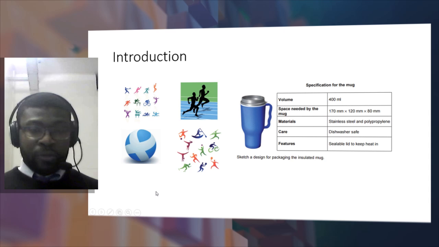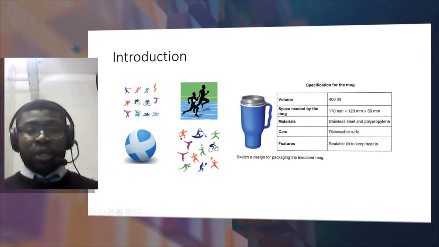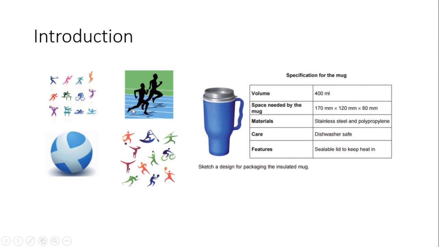Okay, so the first question, you'll be presented with some imagery, which is actually very much like this, or pictograms of the 2014 Commonwealth Games. And you are expected to use these pictograms in your design work. You are to design packaging for this insulated mug. This is the specification, which is, remember, a specification is a list of requirements. So you are expected to use this on your packaging design.